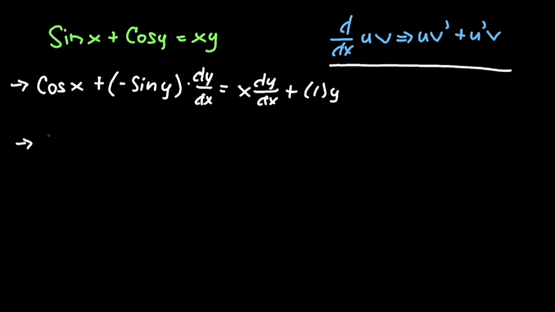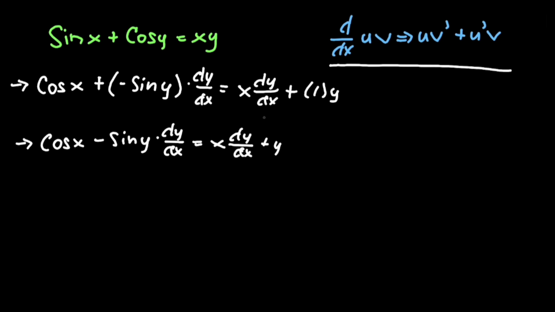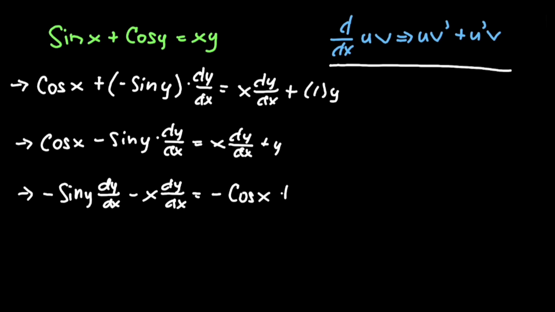So you will get cosine of x minus sine of y multiplied by dy/dx is equal to x multiplied by dy/dx plus y. Put all dy/dx on the left side in order to isolate, so you will get negative sine of y multiplied by dy/dx minus x multiplied by dy/dx is equal to negative cosine of x plus y.